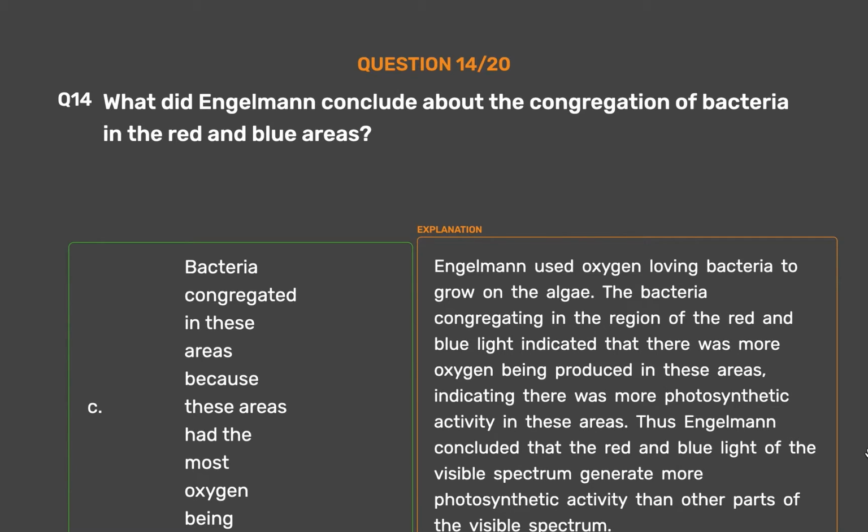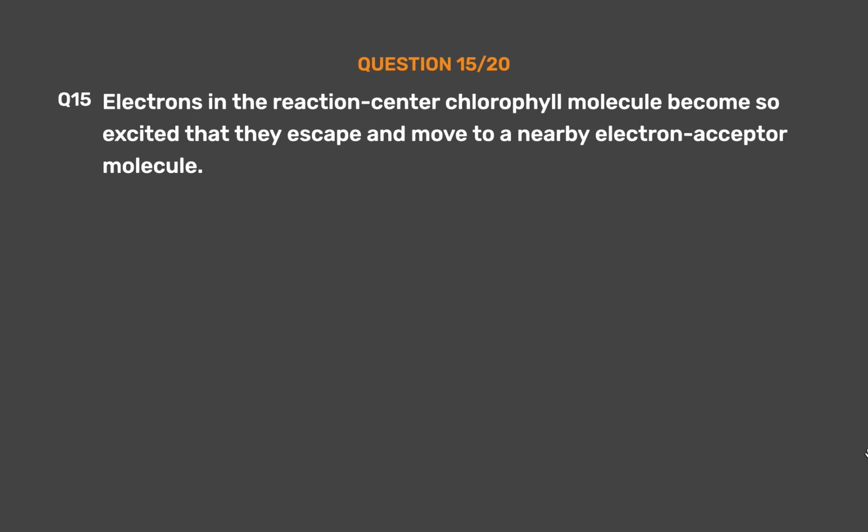Thus Engelmann concluded that the red and blue light of the visible spectrum generate more photosynthetic activity than other parts of the visible spectrum. Question number 15. Electrons in the reaction center chlorophyll molecule become so excited that they escape and move to a nearby electron-acceptor molecule. Option A. True. Option B. False.